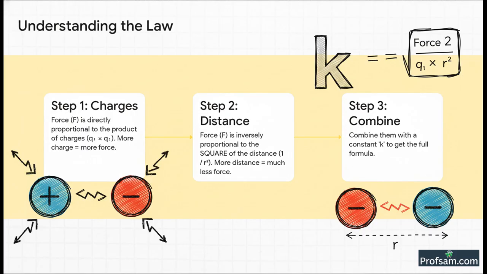But it decreases by the square of the distance. That means if you double the distance, the force becomes 4 times weaker. It drops off very fast. And step 3, we just put these two ideas together with our constant K to get the full formula.